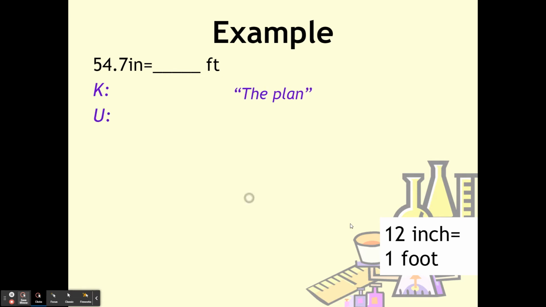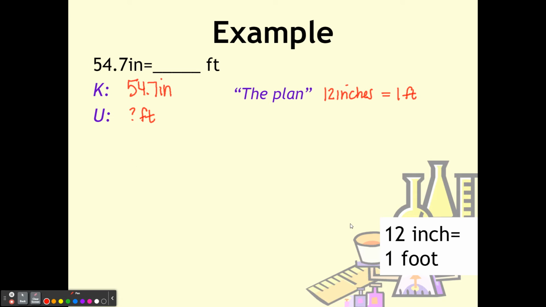Our next example is 54.7 inches equals question mark feet. So what I know is that I'm going to start with 54.7 inches. What I do not know, or my unknown, is the number of feet. My plan is to go from inches to feet. So I have 12 inches equals 1 foot.